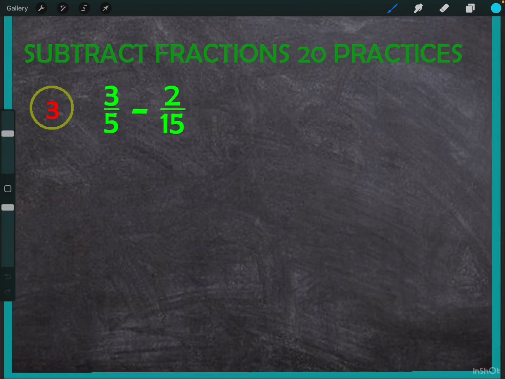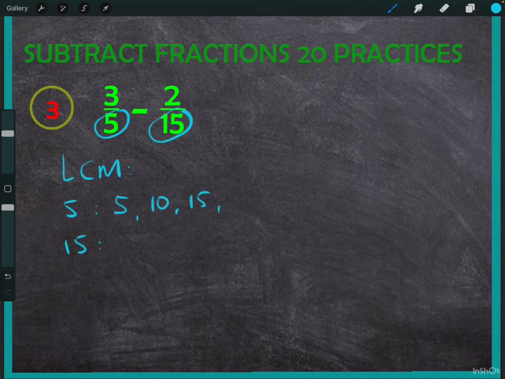Number 3, 3 over 5 subtract 2 over 15. These two fractions have different denominators, 5 and 15, so we will find the LCM for 5 and 15. Here are the multiples of 5: 5, 10, 15, 20, etc. For 15, we have 15, 30, etc. We see that 15 is the least common multiple of 5 and 15.